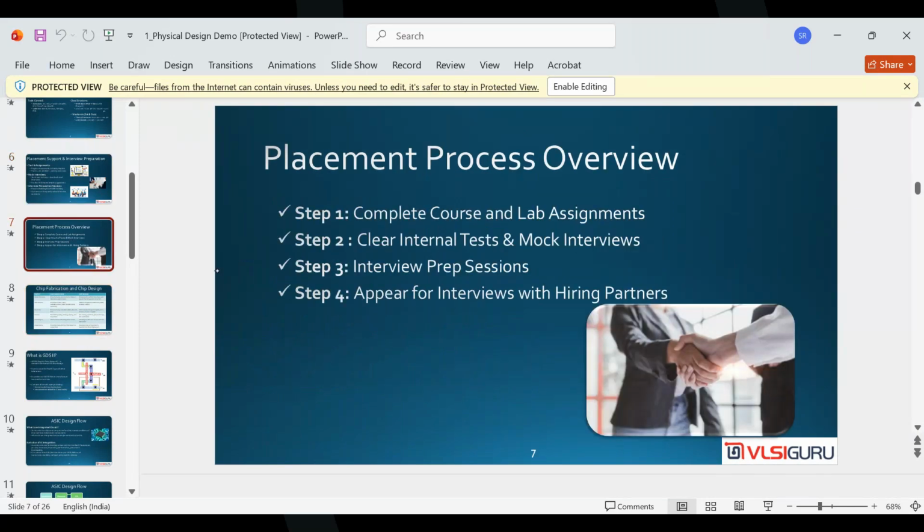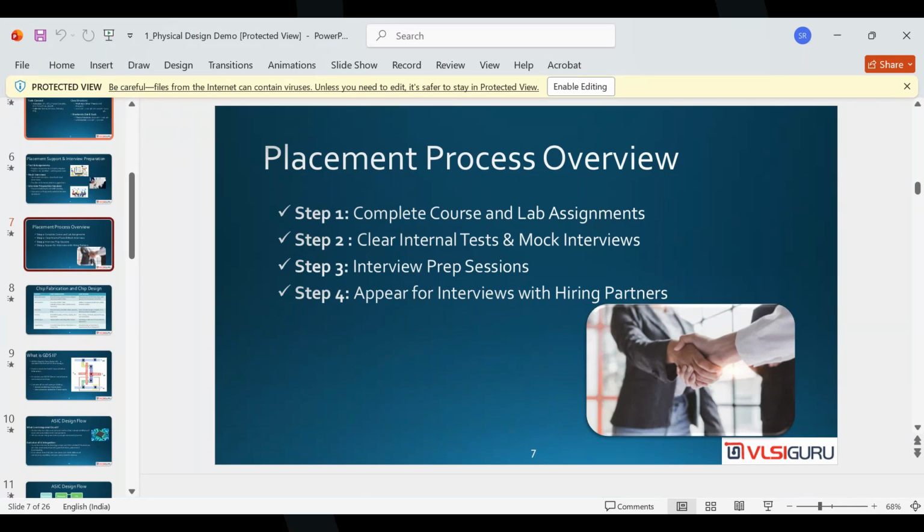So what is the placement process here? First, complete all your course, attend all the sessions, have good attendance, complete all your labs and lab assignments, and the project which is allotted to you. That project design, you should take it till the routing stage, it should be completed. Clear all the internal tests which are given to you, right? You have to get a good score in that. Mock interviews you should clear, right? Then we will give you an interview preparation session, and in the end appear for interviews with hiring partners, right?